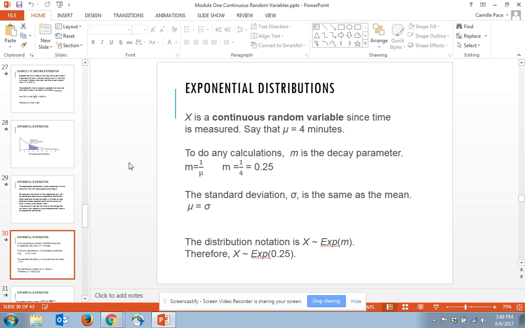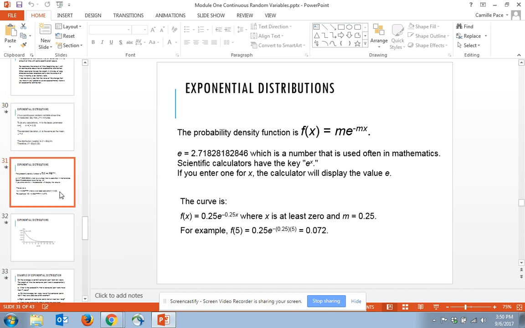How we notate it is X approximates the exponential distribution with m in it. Remember, m is not for mean, it's for decay parameter. So this one is X approximates exponential with 0.25. So let's keep going.